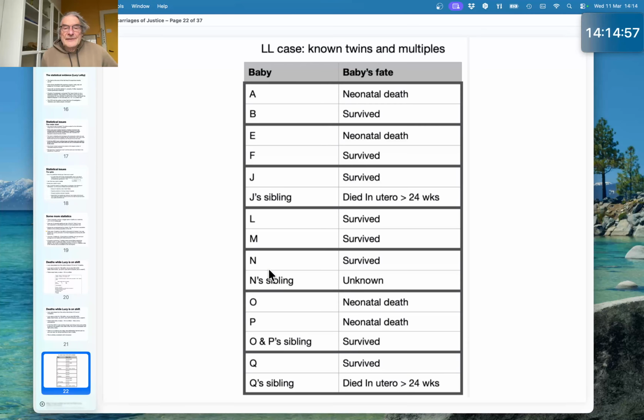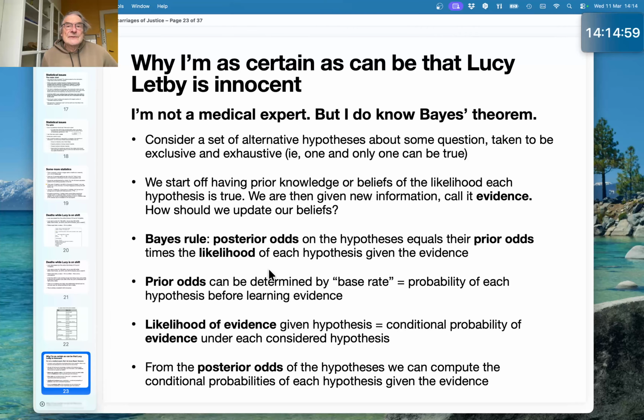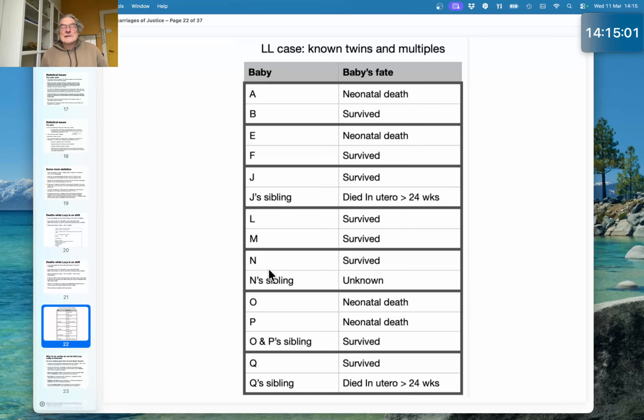Okay, a few more little things. Let me see what happens next. Yeah, this is the last thing I say before I finish this part, the third part. And here's a list of the known twins and multiples in the case. And what I want to mention here is that there are also some which you had not heard about, didn't know were multiples or twins.